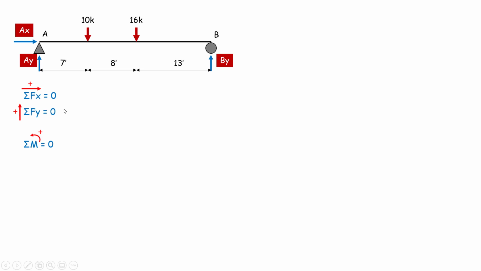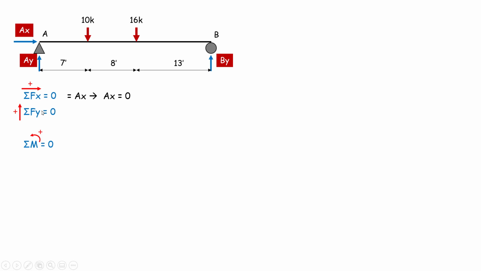And now you can plug in all the variables with the values and calculate each of the equations over here. So first for the Fx, we see over here we have 5 forces. We have AX, AY, 10k, 16k, and BY. And on the x-axis over here we have only AX, so that's why I write only AX over here. So from this equation we can solve that AX equal to 0. Now we only need to solve for AY and BY.